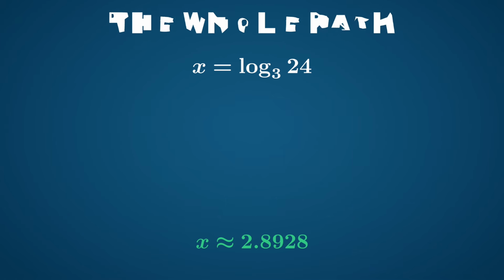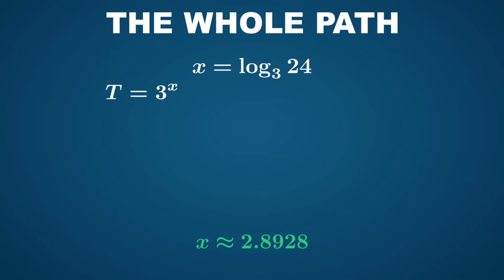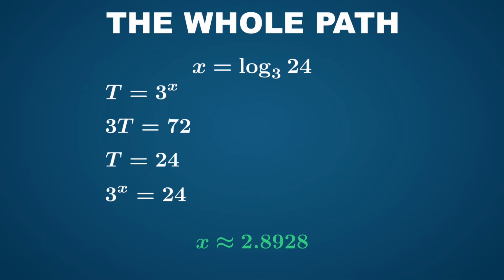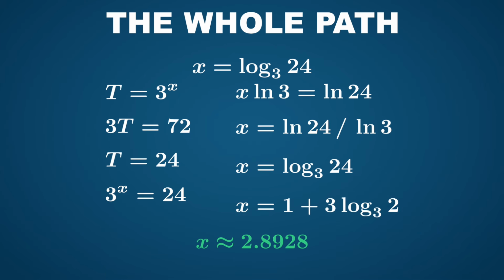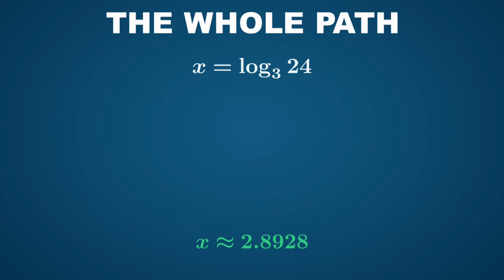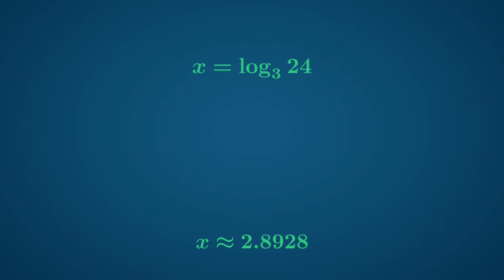So let us gather the whole path in one place. We began by naming the repeated expression t. 3 copies of t gave us 3t equals 72. Dividing by 3 gave t equal to 24. Since t was 3 to the x, that exponent equation appeared. Natural logs on both sides brought the exponent down. Dividing by the log of 3 left x on its own. Change of base turned the ratio into a base 3 log, and splitting 24 gave the 1 plus 3 log form. The final answer is log base 3 of 24. As a decimal, that is about 2.8928.